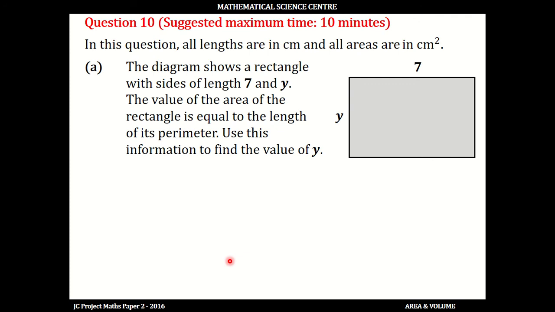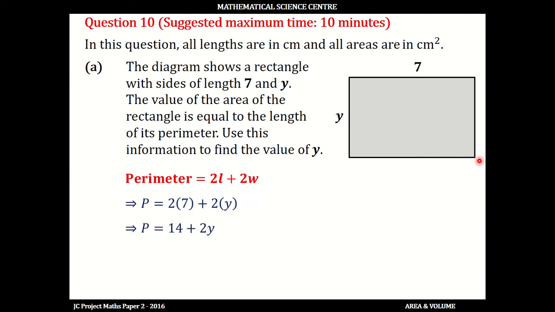Now, how do you get the perimeter of any shape? Add up all the sides. So you can see if this length is 7, what's this length? 7. If this width is y, what's this? y. So if we add them up, 7 and 7 is 14. y and y is 2y. So you're going to have 2y plus 14. Here, the perimeter, we've got two lengths and two widths. That's going to be 2 by 7 plus 2 by y, and that's just 14 plus 2y. Is that okay? 14 plus 2y.